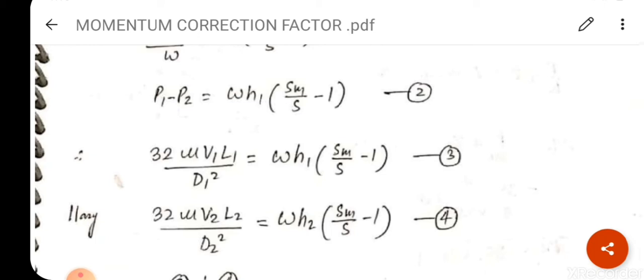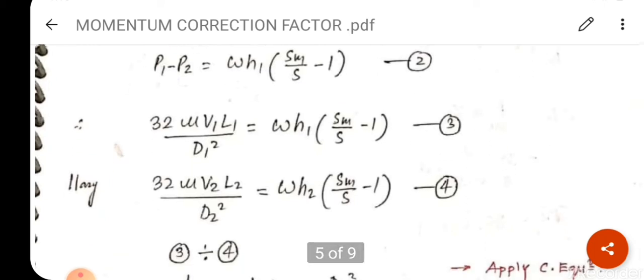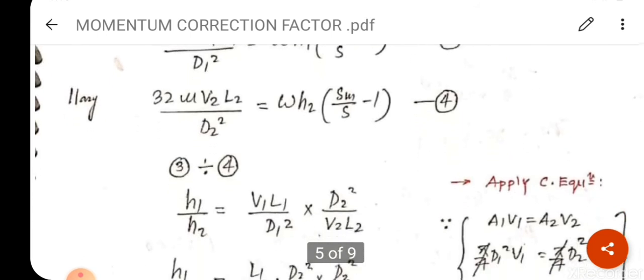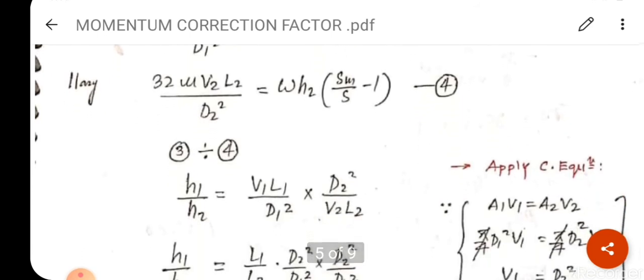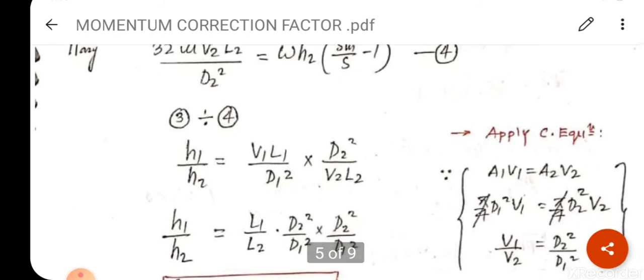Similarly, we will get the answer as 32 mu V1 L1 upon D1 square is equal to the value of P1 minus P2. Putting the value of equation 2 in this equation, we will get W H1 in the bracket SM upon S minus 1. Clear? Similarly, this is equation number 4 for pipe 2. So dividing equation 3 by 4, we will get the answer as H1 upon H2 into V1 L1 upon D1 square into D2 square upon V2 into L2.